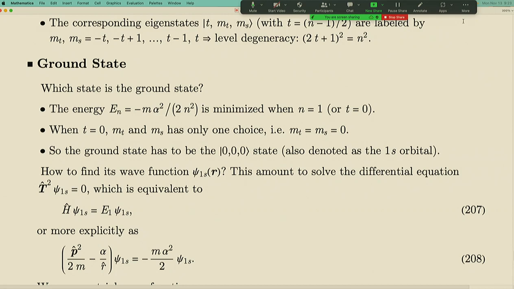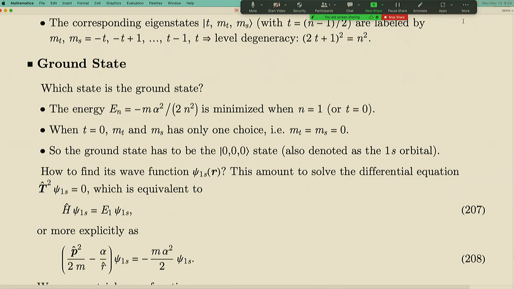But when T equals 0, MT and MS have only one choice, because both MT and MS must range from minus T to T. Now T equals 0, and the only choice is that both of them are 0. So the ground state actually is unique. And the unique ground state, the only ground state, is 0, 0, 0: T, MT, and MS are all 0. In atomic physics, it's called a 1s orbital. This 1 stands for the principal quantum number, n equals 1. And this s basically means, we will talk about that later. S is just a name that people give to those orbitals which have total angular momentum 0.